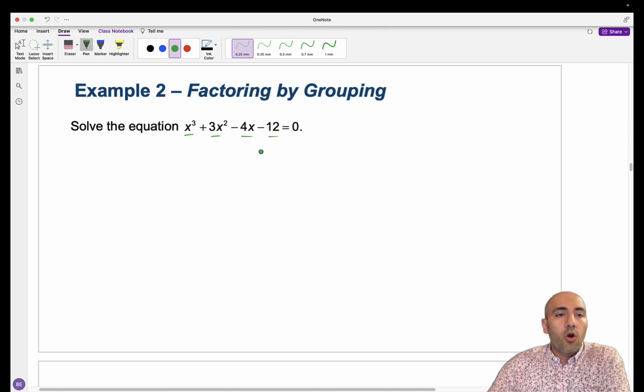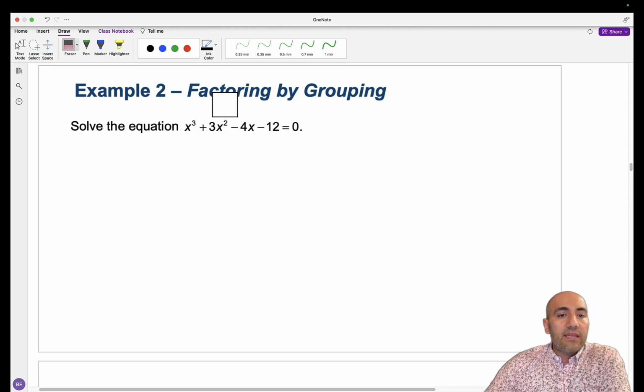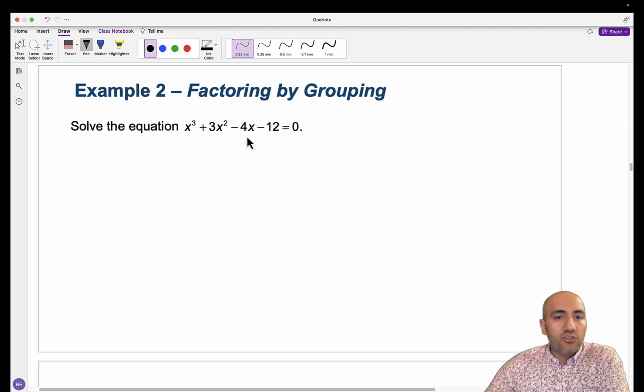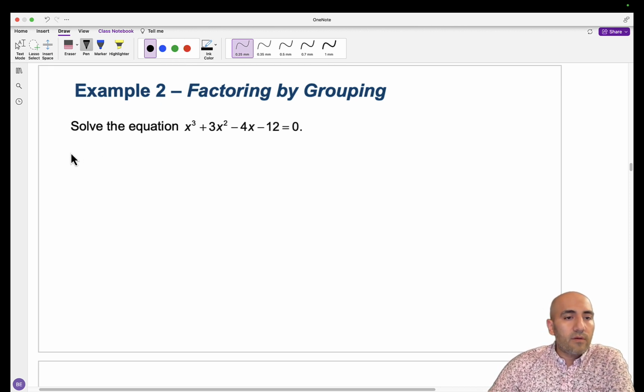Okay, so just like in the previous example, we cannot use the zero product principle because we have a bunch of additions and subtractions. If we can factor it and rewrite it as a multiplication of 2 polynomials, then we can use the zero product principle. Okay, so factor by grouping. Let's come over here. I'm going to put x to the third power plus 3x squared minus 4x minus 12 equal to 0. Okay, factor by grouping.